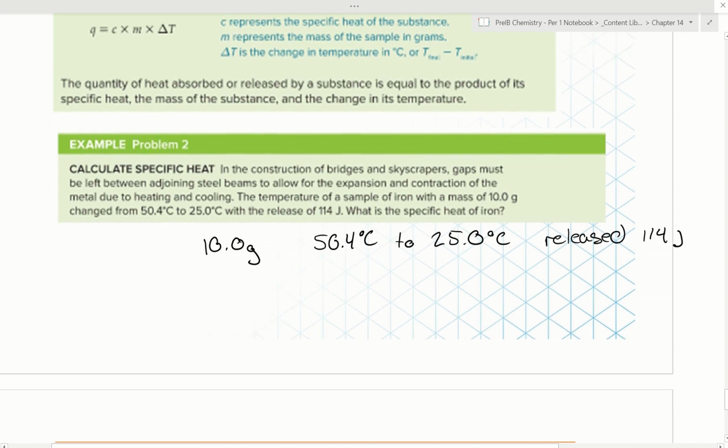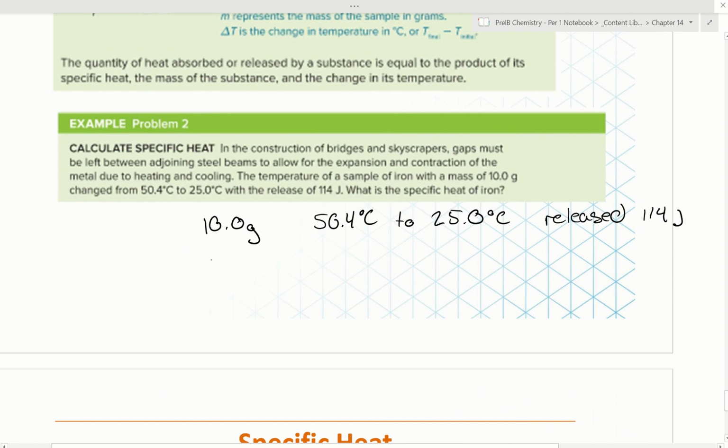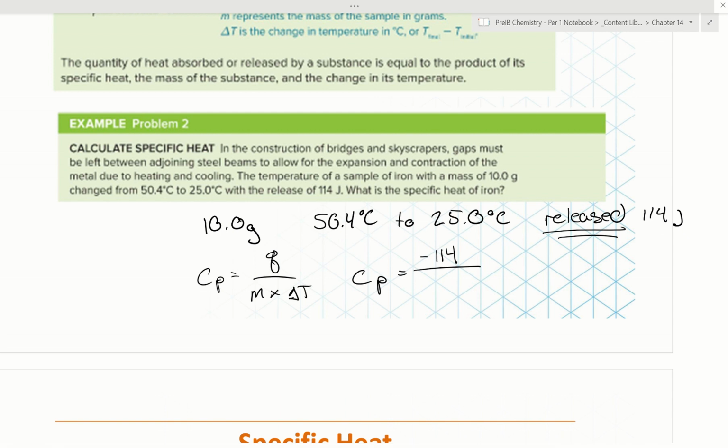So we're going to look at this. We're going to say, well, specific heat, C sub P, is equal to Q over M times delta T. So let's go ahead and plug in here. C sub P equals 114 joules, but it released that 114 joules. So that means that it was negative. It gave it up. It didn't gain. If it gained, it would be positive. So we have a release of a negative 114 joules.